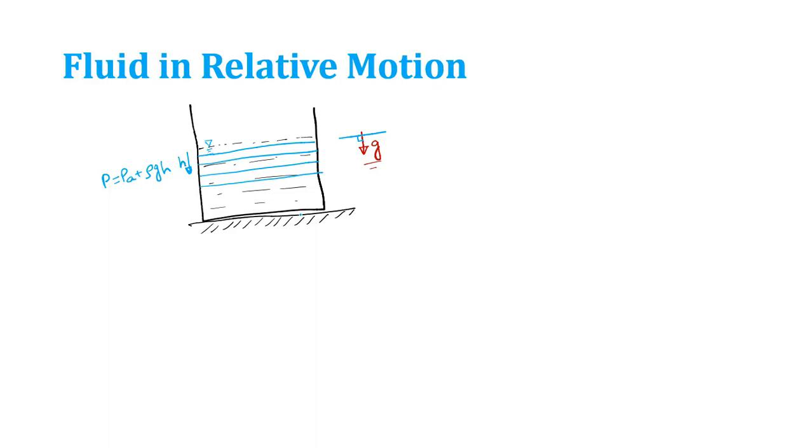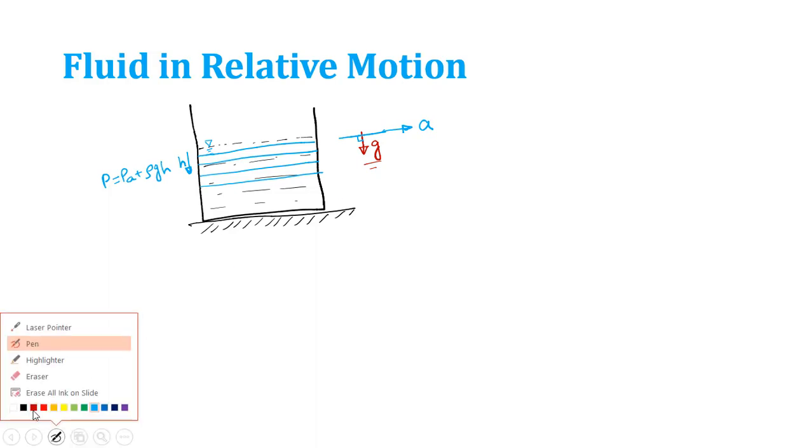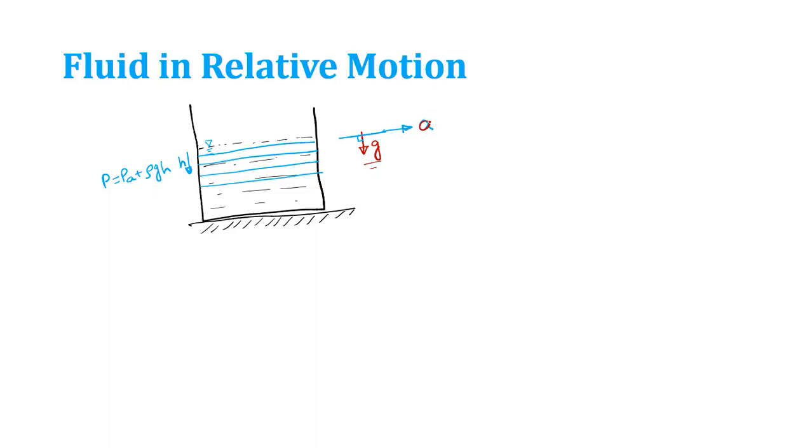So what is fluid in relative motion? Now let's suppose I move this whole setup with an acceleration a in this direction. So what will happen to this fluid? This particle will experience an acceleration a in this direction and there will be acceleration due to gravity in this direction. All the particles will have this kind of acceleration. So now this constant pressure line will change for sure. It won't remain like this, right?